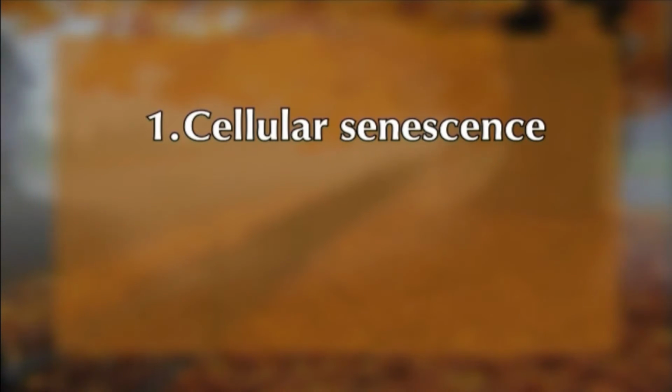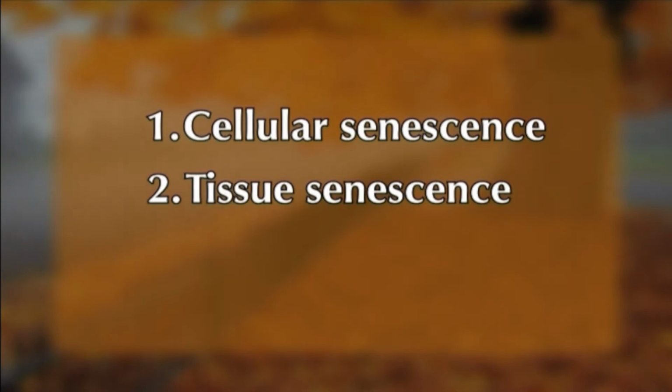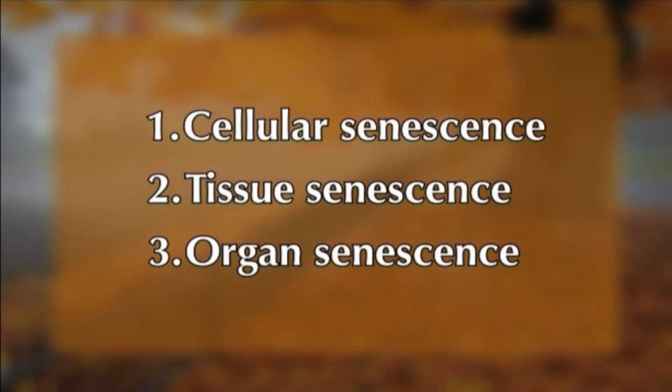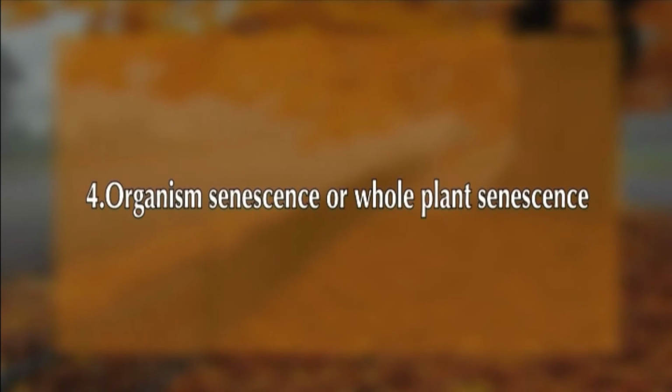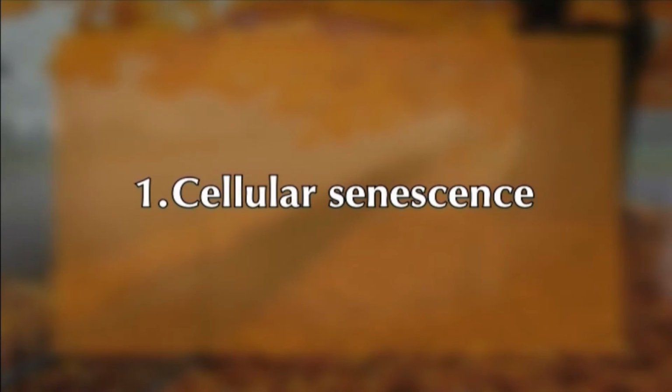Now, patterns of senescence. Senescence in plants shows a wide range of patterns. Number 1, cellular senescence; number 2, tissue senescence; number 3, organ senescence; number 4, organism senescence or whole plant senescence. Number 1, cellular senescence. Individual cells or a small number of cells of an organism may undergo senescence while the others do not.